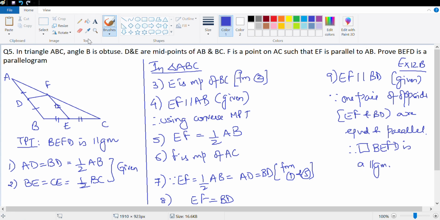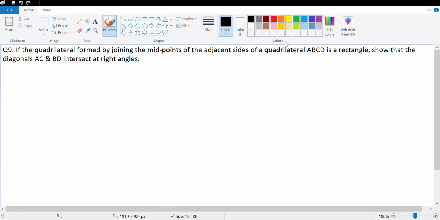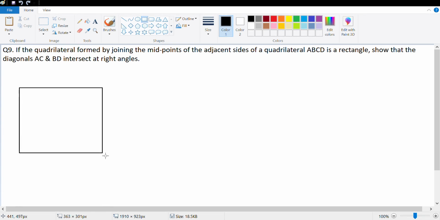The next question that was homework was question number 9. So it says, if the quadrilateral formed by joining the midpoints of the adjacent sides of a quadrilateral ABCD is a rectangle. Also, we are joining the midpoint of a quadrilateral. Let's see. So this is a quadrilateral. We are joining the midpoint. So let this be A, B, C, and D. We are joining the midpoints. So we are joining the midpoint. Let me just finish this rough diagram.